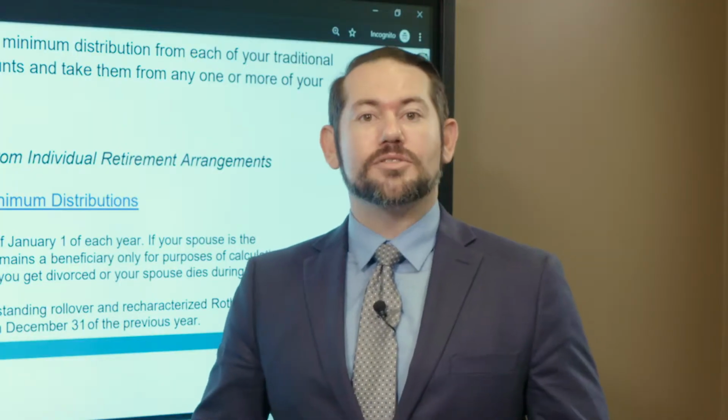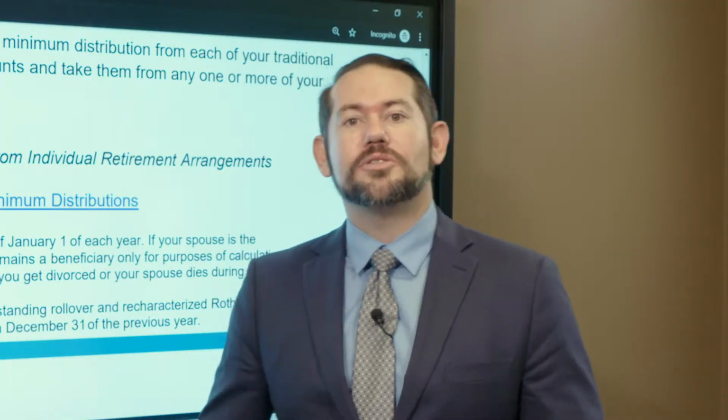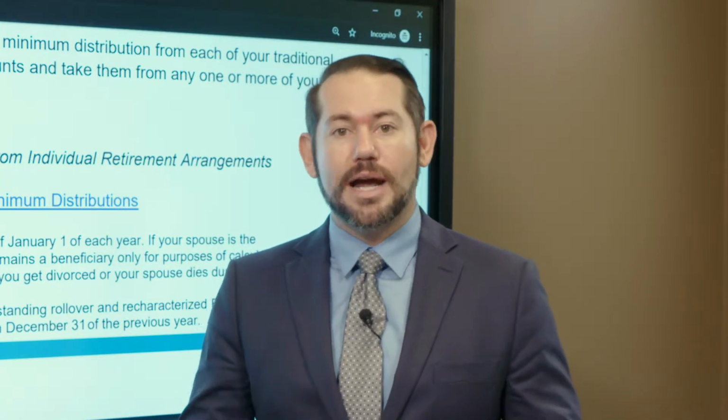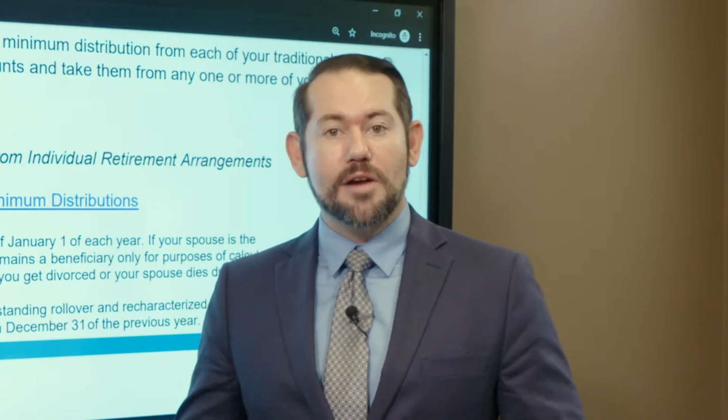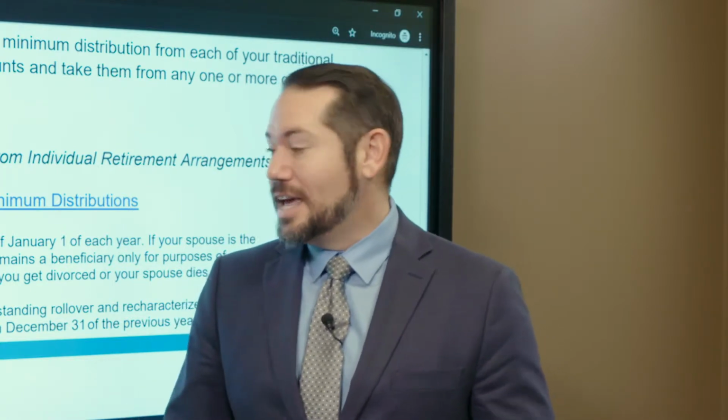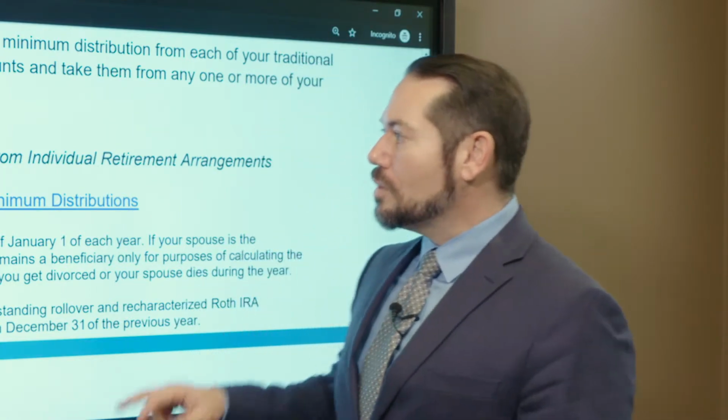Required minimum distributions can be very complicated. You want to make sure that you work with a professional retirement planner or a CPA to help you figure out what is the appropriate required minimum distribution that you should take, so you avoid these 50% penalties and income taxes on top of them.